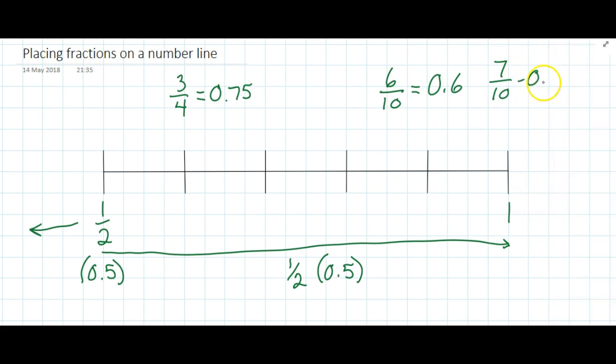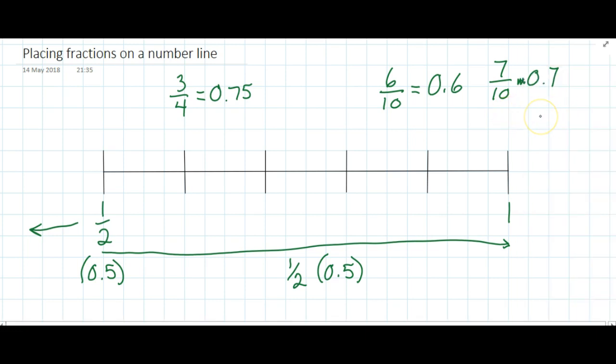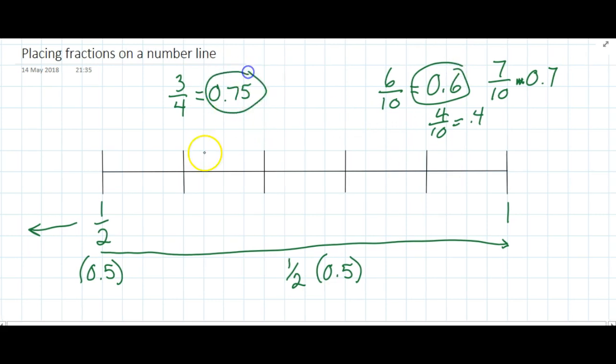Okay, if it was, let's see, if it was 4 over 10, it would be the same thing as 0.4. Okay, so we're looking at this one, and we're looking at this one.